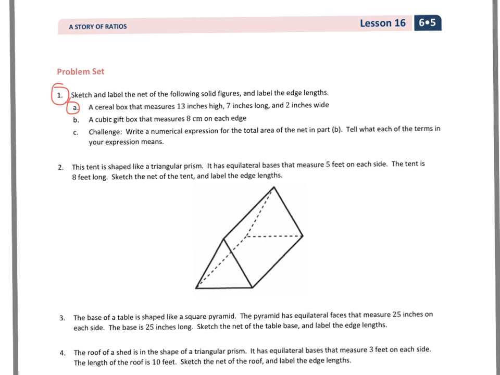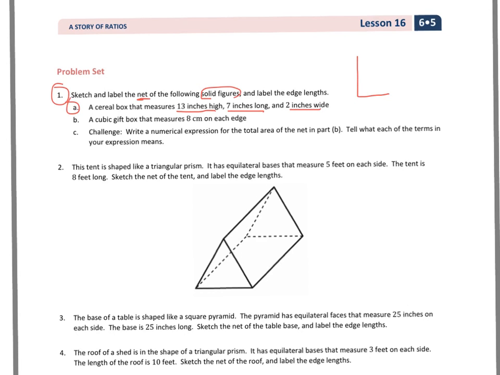And 1 says, sketch and label the net of the following solid figures, and label the edge lengths. So I'm going to draw a cereal box that measures 13 inches high, 7 inches long, 2 inches wide. And the first thing I'm going to do is, I'm not going to draw the net first. I'm going to draw it as a solid because I feel like that's going to help me.